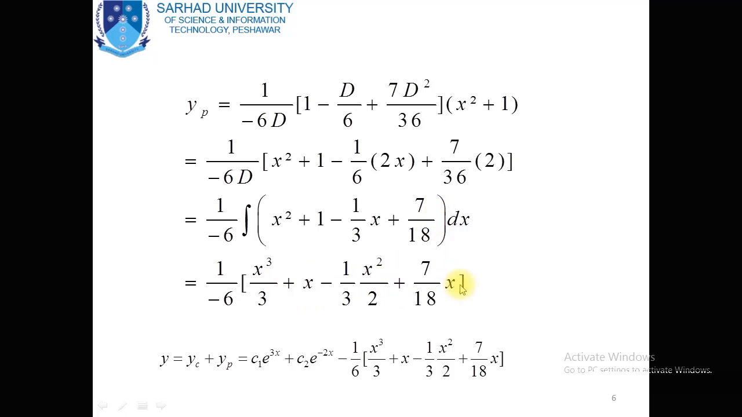Now this is the particular solution. So the complete general solution is equal to the complementary solution plus the particular solution. This is the complementary solution, c1 e power 3x plus c2 e power minus 2x. Now this is the particular solution, 1 over minus 6d into x cube plus 3 plus x minus 1 over 3 x square by 2 plus 7 by 18 into x.